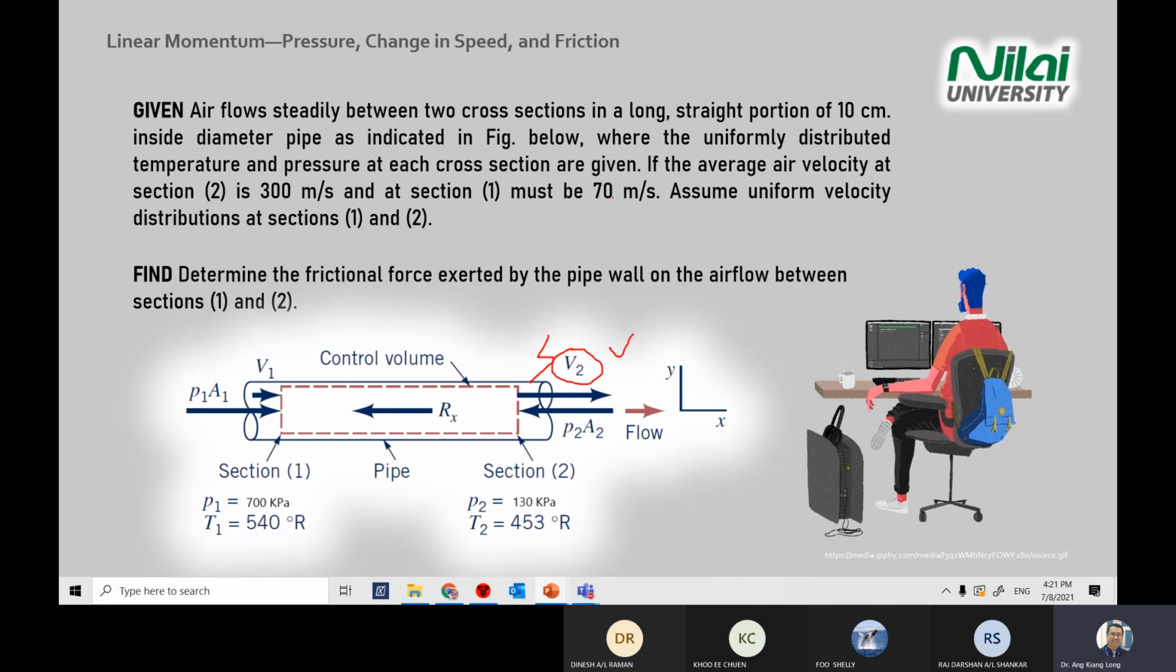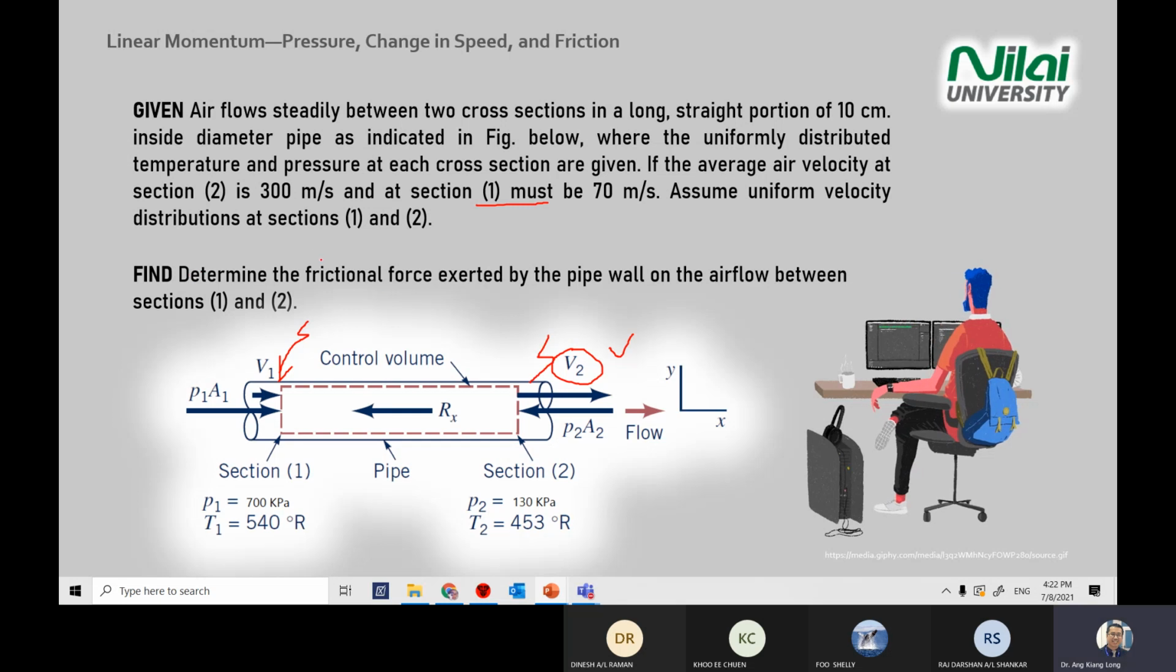And at section 1, the word "must be" means you need to comply: V1 equal to 70. So there will be a change of velocity, as you can see here. V1 is lower and V2 is faster. So something happened to the system. Assume uniform velocity distribution at section 1 and 2.